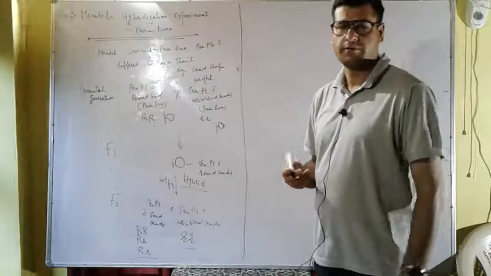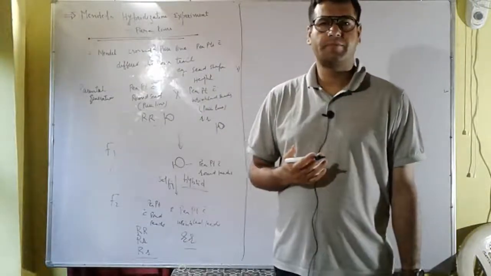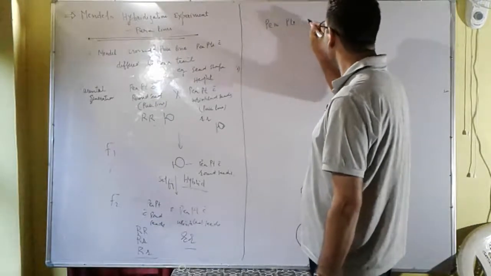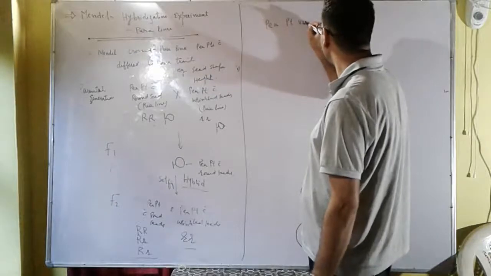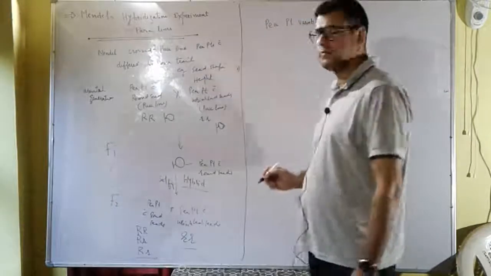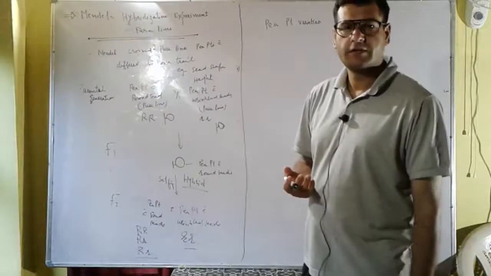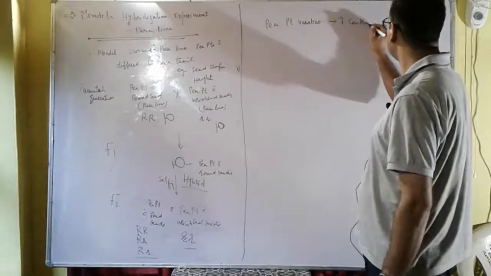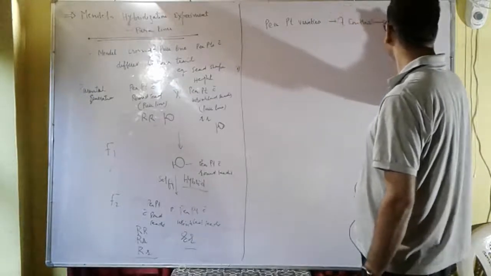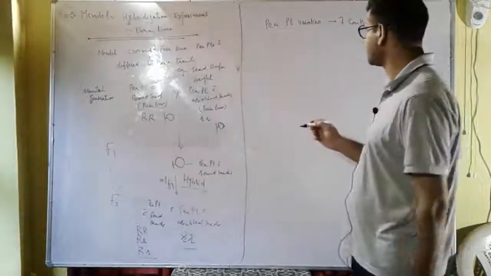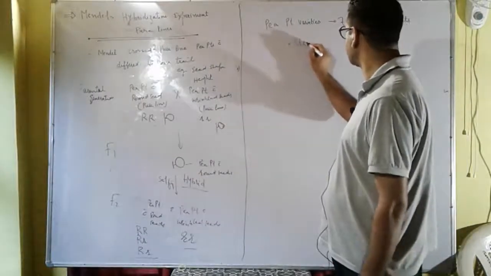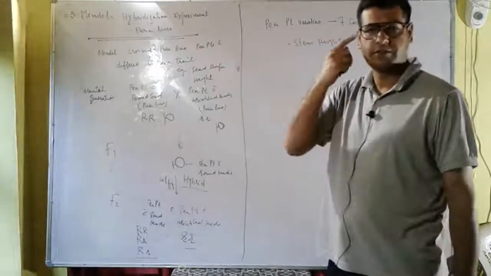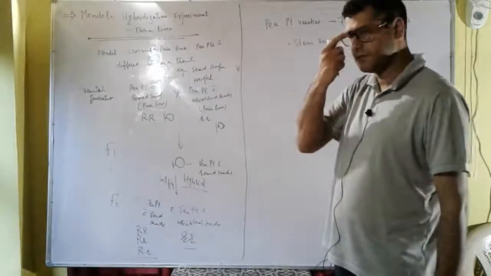Mendel performed his hybridization experiments on varieties of pea plants, and these pea plant varieties, which were growing in his monastery garden, differed in 7 contrasting traits. For example, stem height. So he took into consideration the stem height of the pea plant varieties.